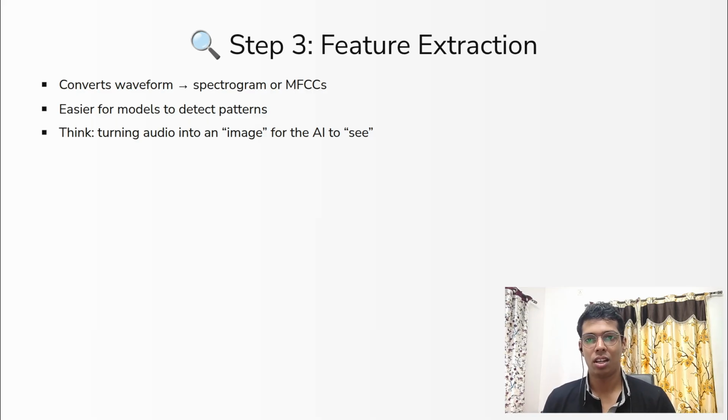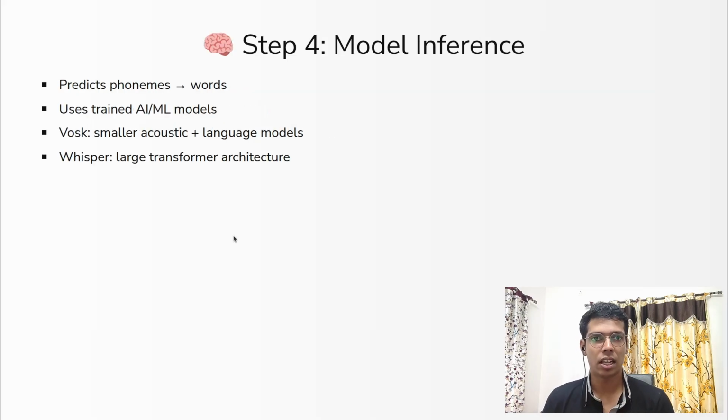Then we have the model inference. This is where the model tries to understand what is being said and predicts the phonemes, then converts the phonemes to words, and nowadays mostly uses trained AI or ML models. It could be a really small model or a really large model, somewhat similar to comparing a machine learning model with an LLM. There are really small models like Vosk, as well as really good models from OpenAI itself, like Whisper, which uses a large transformer architecture.